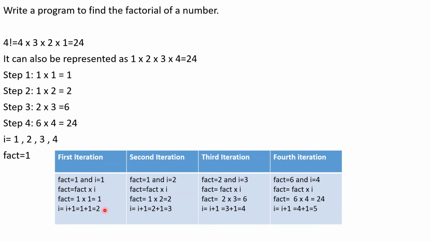Then I will be incremented by 1. So next, the second iteration starts. In the second iteration it should be 1 into 2. 1 is the previous step value that is stored in fact, into the new value of I, which is incremented by 1. So 1 into 2, the result is 2. Like this it continues up to the fourth iteration, because 6 into 4 equal to 24. I had taken the example as 4 factorial, so I can go maximum up to 4.